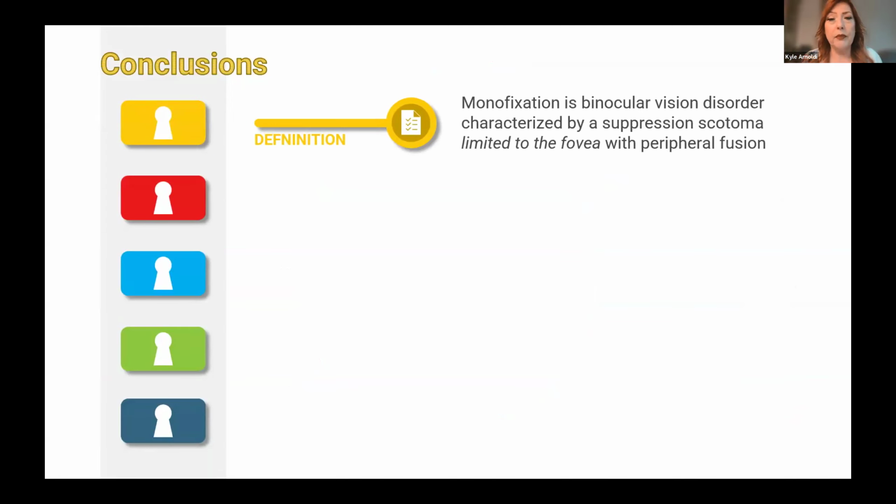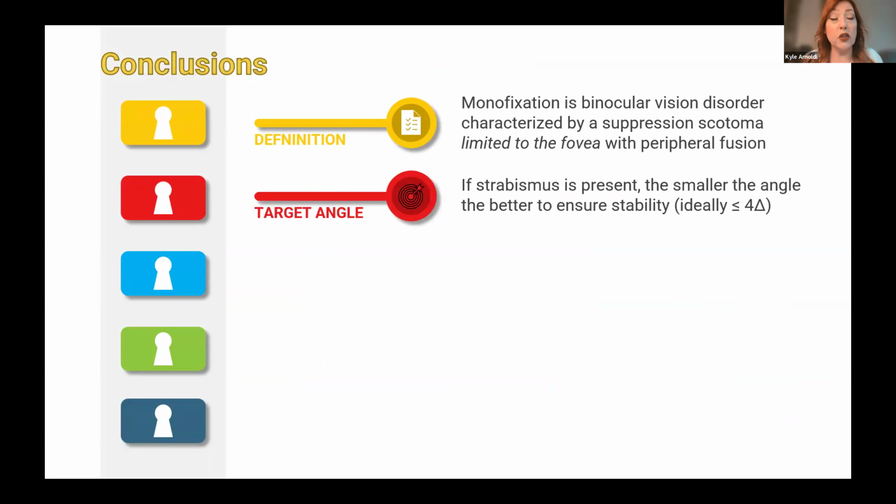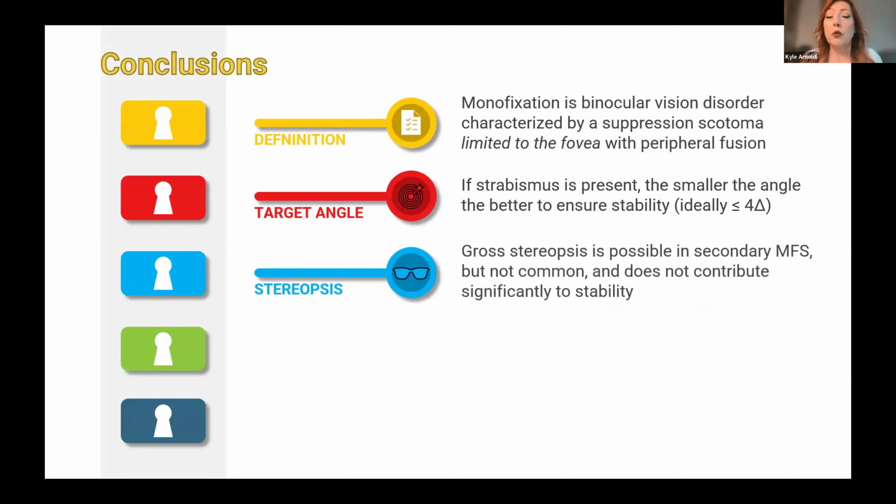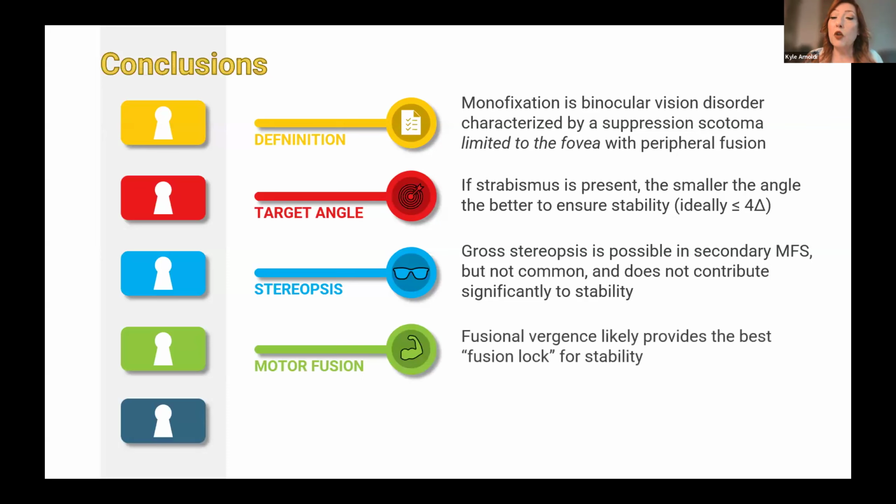So to conclude, as we know, monofixation is a binocular vision anomaly that is characterized by a suppression scotoma that is limited to the fovea with peripheral fusion. If strabismus is associated with the monofixation, the smaller the angle, the better. Gross stereopsis is possible in secondary monofixation, but not as common, I think, as we might have been led to believe, and does not contribute significantly to stability. Fusional vergence, on the other hand, is likely to provide the best fusion lock for stability.